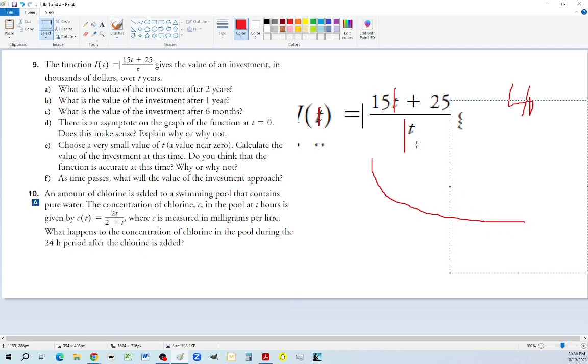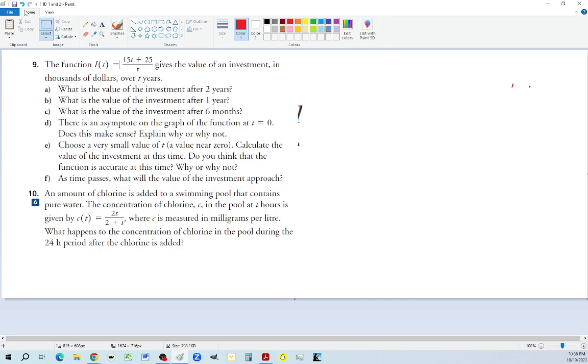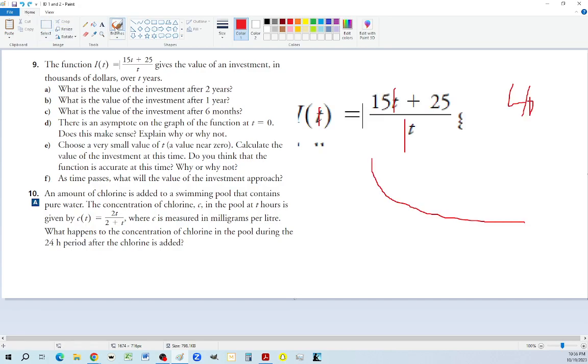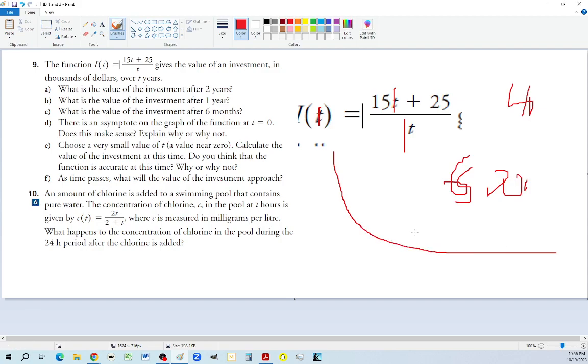What is the value of the investment after 6 months? 6 months is 0.5 years. So 15 becomes 7.5 plus 25, 32.5. And when it's divided by 0.5, it doubles, so $65,000. The investment's clearly going like that.